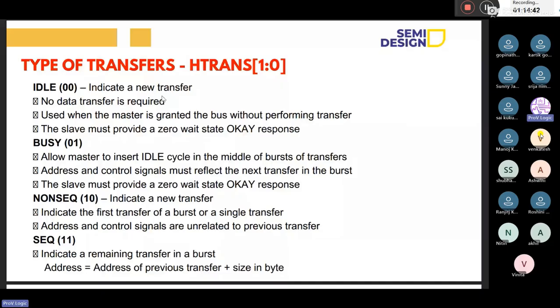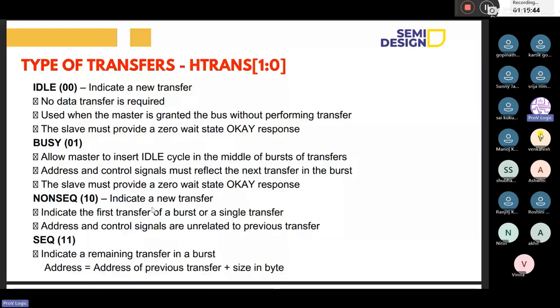Okay, next, non-sequential. Non-sequential means 10. It means a new address unrelated to the previous address, and it starts a burst transfer. That means it just indicates a new transfer. Remember everyone, we will see the different types of transfers here. Non-sequential indicates the first transfer of a burst or a single transfer, whether you are sending just a single transfer with 8-bit data or multiple transfers in a burst, it just indicates the first transfer. And the address and control signals are unrelated to the previous transfer. That means non-sequential means it doesn't follow the sequence.